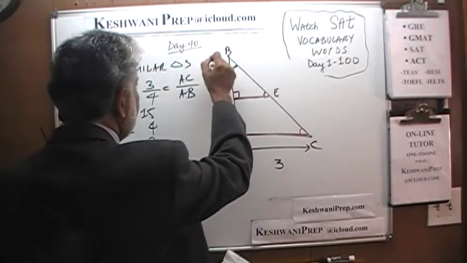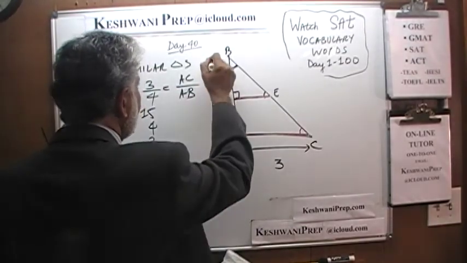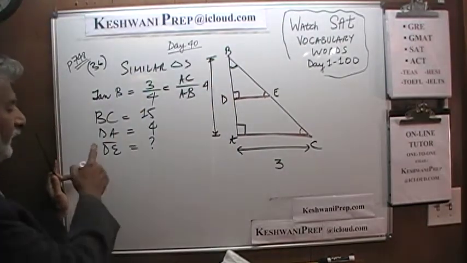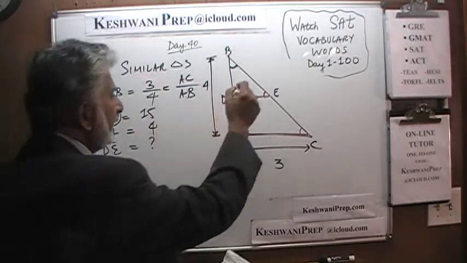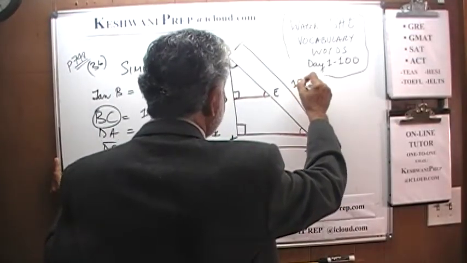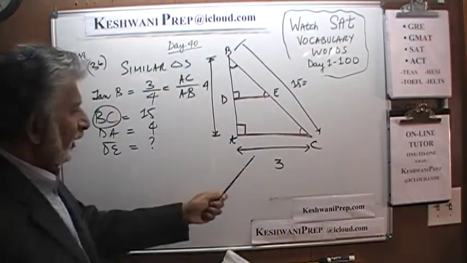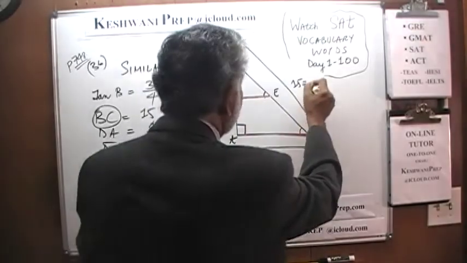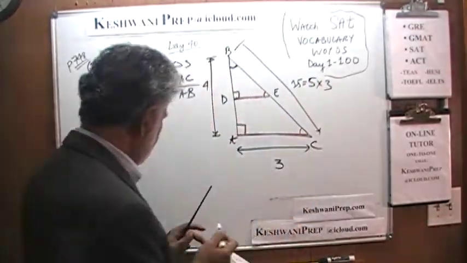But this is 3, and this is 4. If they are in the ratio of 3 to 4, and we are further told that B to C is 15. Well, 15 is a 3-4-5 triangle.